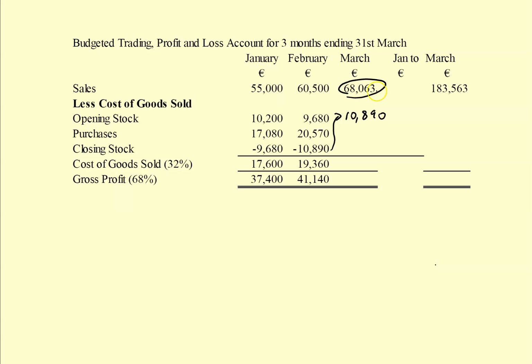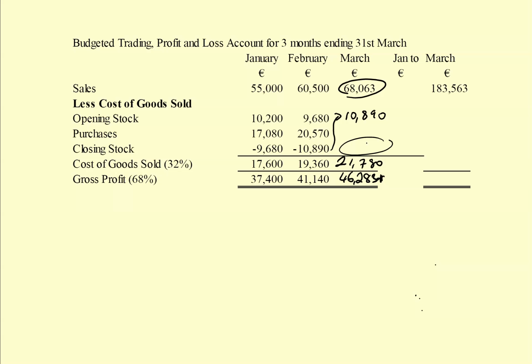Remember that the gross profit for March is 68% of March's sales, so that's 46,283. The cost of goods sold is the difference, or it's 32% of March's sales. That's 21,780. And the closing stock is a function of April's sales.